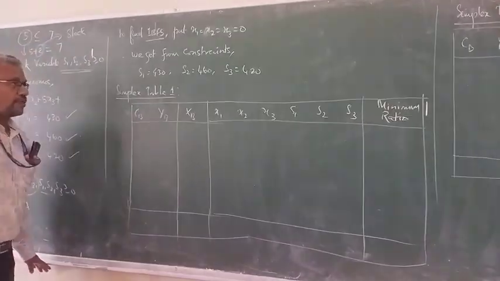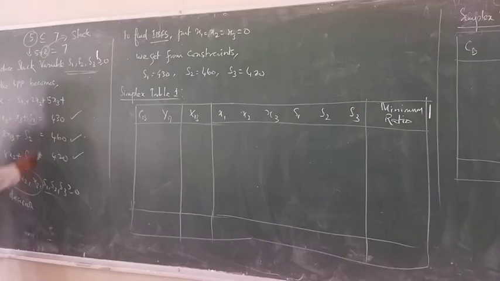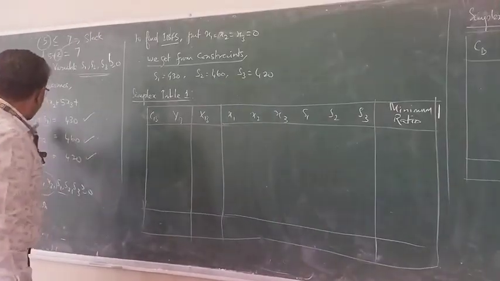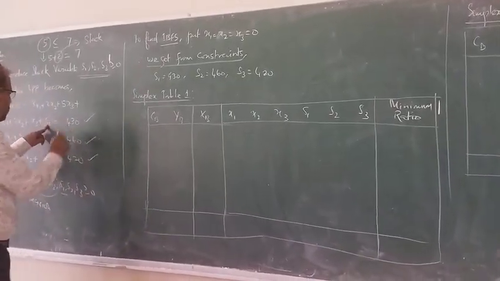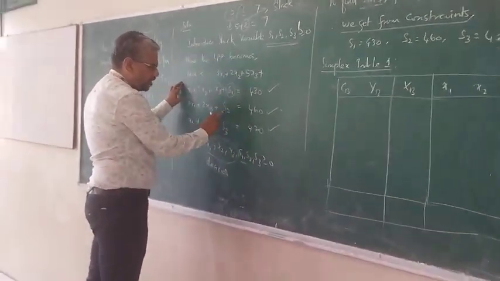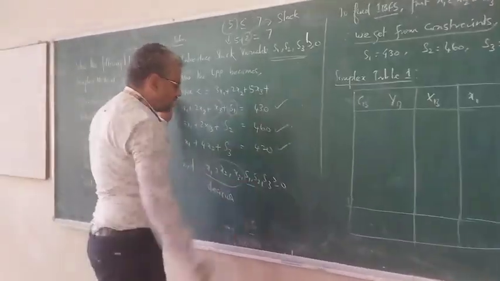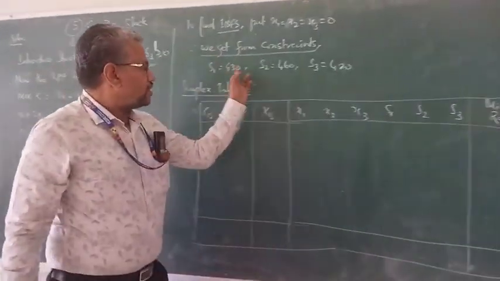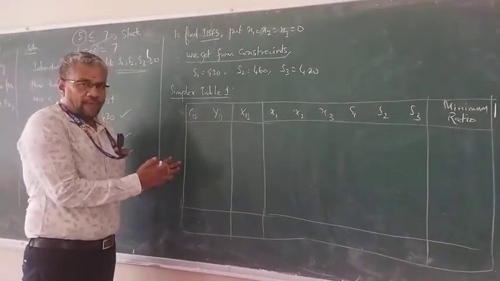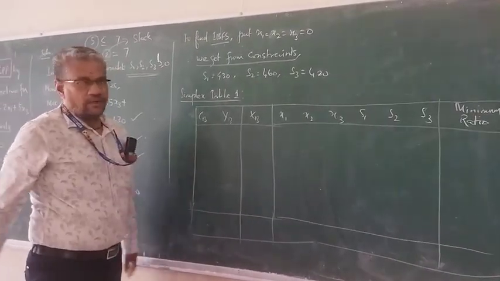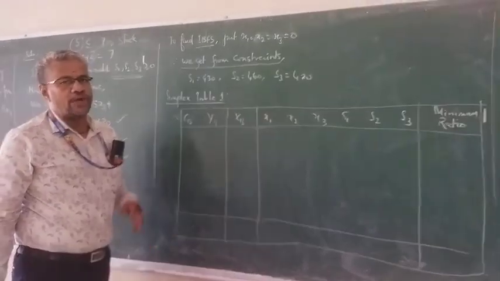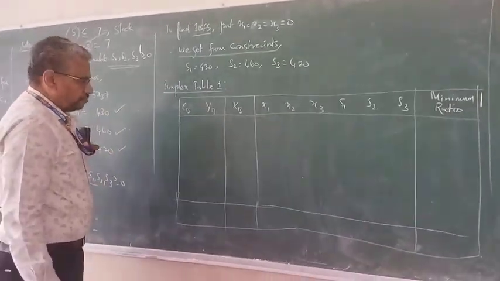Now if we substitute these 3 values as 0 in the constraints, we get S1 equal to 430, because all the 3 variables are equal to 0. So S1 equal to 430, S2 equal to 460 and S3 equal to 420. This is called the initial basic feasible solution of the LPP by using the simplex method. Once you get the initial basic feasible solution, then only you will be able to go into the first table.